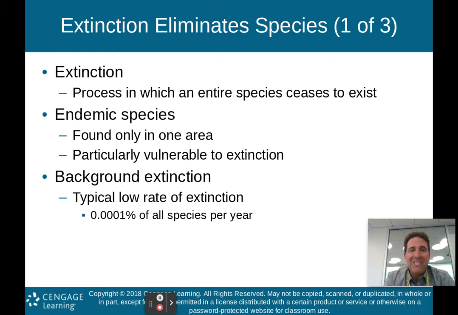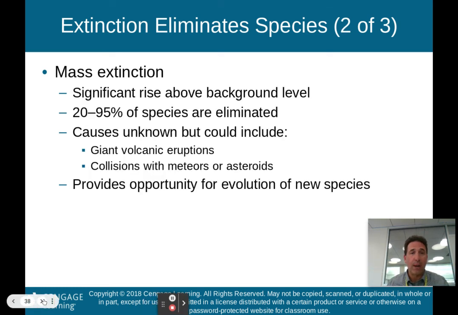Background extinction. So typically there is a low rate of extinction that goes on. Usually about 0.0001% of all species per year go extinct. And that's basically what we call background extinction. That's going on no matter what is happening in the background. We seem to lose species every year. But again, it's a very, very low number.